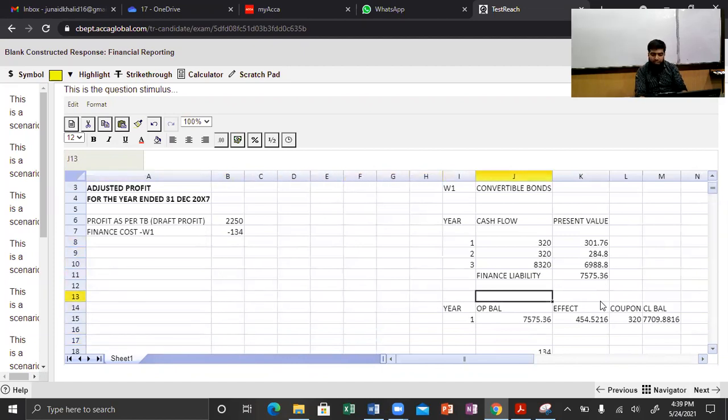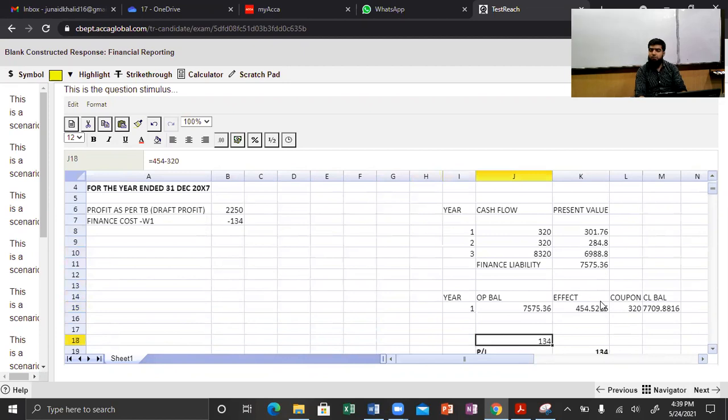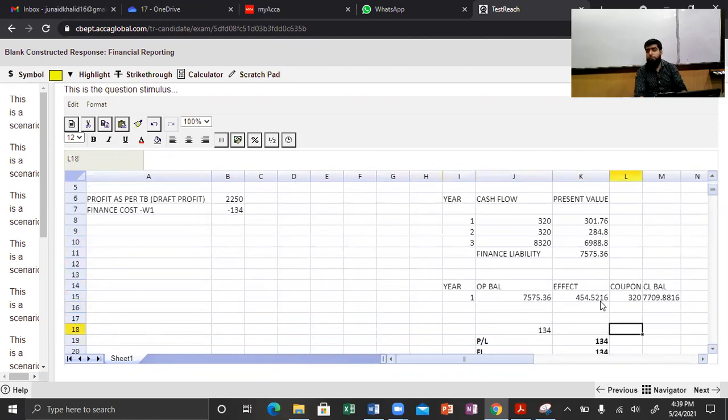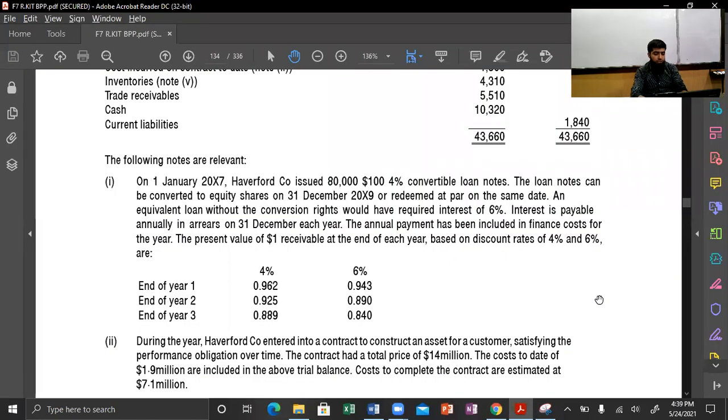Okay, is there any adjustment required from this one? Yes, one adjustment will also be required once we are preparing the balance sheet, as we are going to include the finance liability at 7709.8, because this is the subsequent measurement. Okay, now let's move on to the other adjustment.